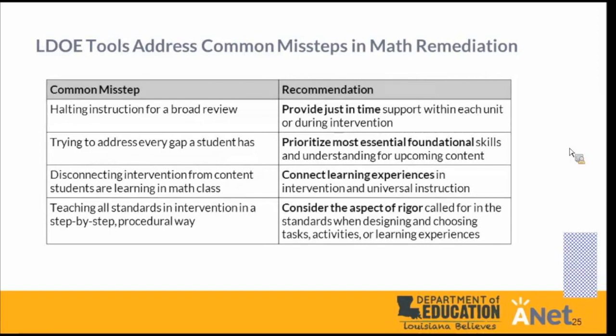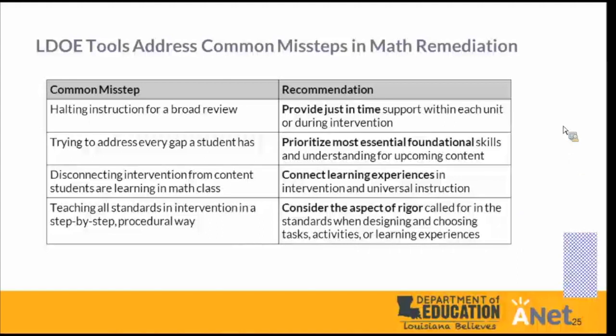The last document we're going to look at today is loaded into the webinar as well, and it's called Recommendations for Targeted Math Instruction, I believe. And so it's going to provide a list of common missteps that can sometimes be found in intervention and a recommendation for how to fix that misstep. And this is a document that ANET's created in combination with Student Achievement Partners.